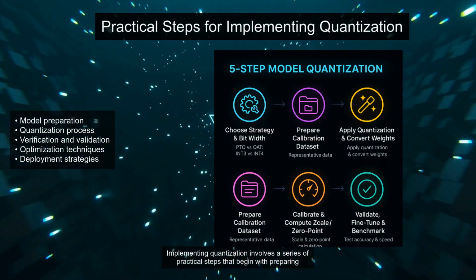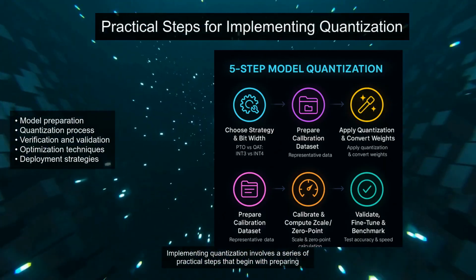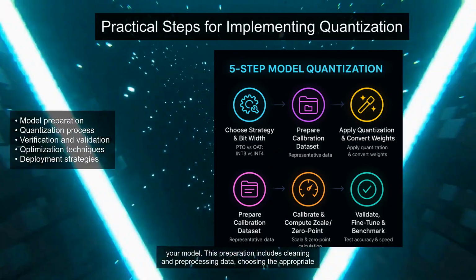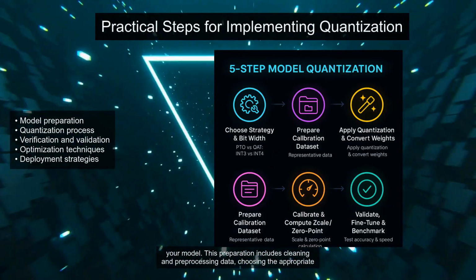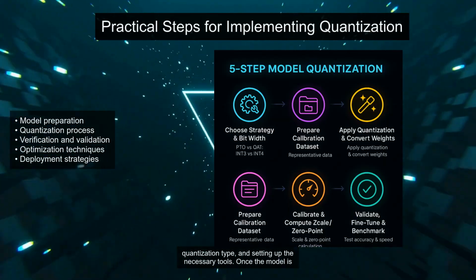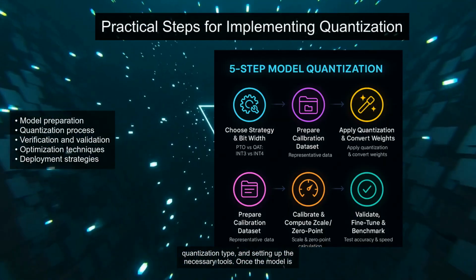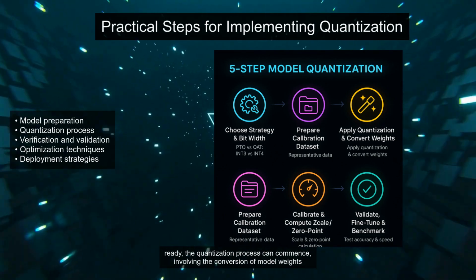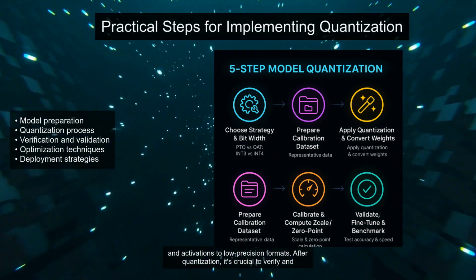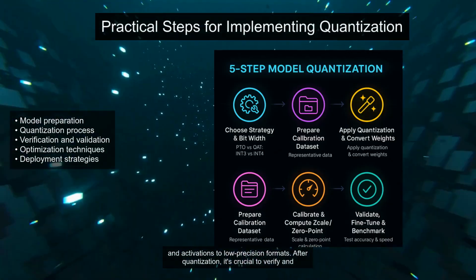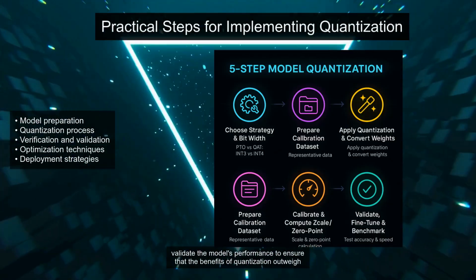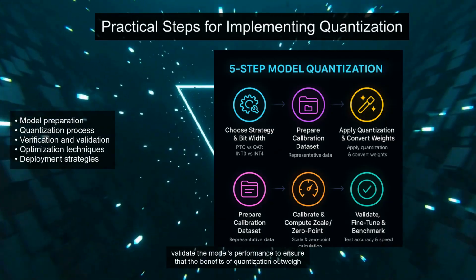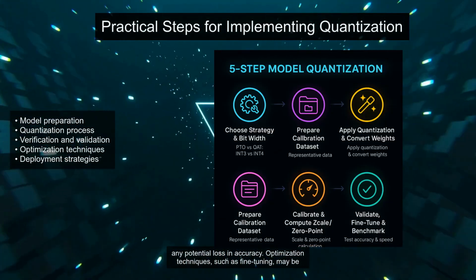Implementing quantization involves a series of practical steps that begin with preparing your model. This preparation includes cleaning and pre-processing data, choosing the appropriate quantization type, and setting up the necessary tools. Once the model is ready, the quantization process can commence, involving the conversion of model weights and activations to low-precision formats. After quantization, it's crucial to verify and validate the model's performance to ensure that the benefits of quantization outweigh any potential loss in accuracy.